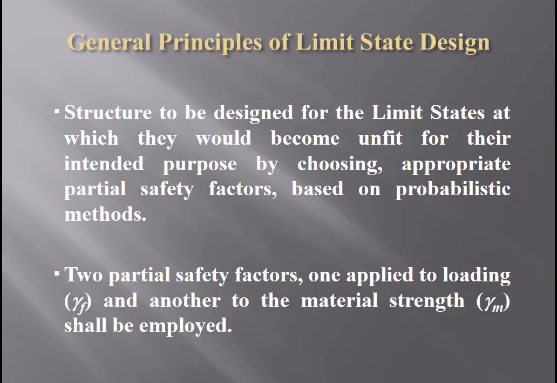So the general principle of limit state design is that the structure is to be designed for limit states at which it would become unfit for its intended purpose, by choosing appropriate partial safety factors based on probabilistic methods. Two partial safety factors are applied. One is applied for the loading, that is gamma F, and the other is applied for the material strength, gamma M. Okay, now the partial safety factor for load, gamma F, is given in Table 4 of IS 800:2007, and the partial safety factor for material, gamma M, is given in Table 5 of the IS code. Okay, you refer to the code.